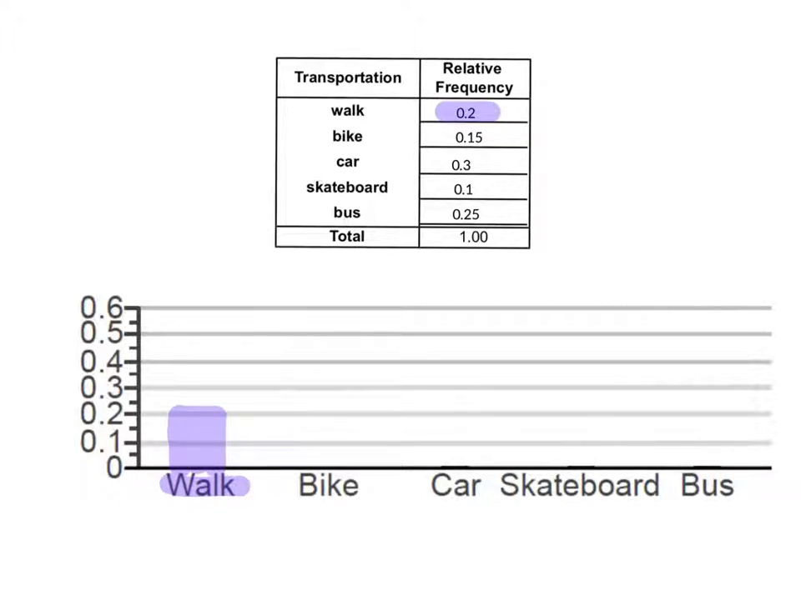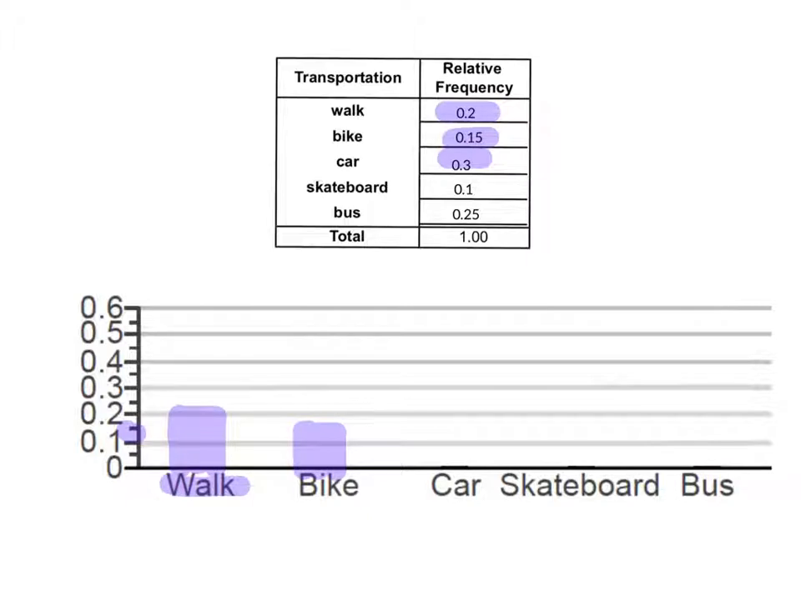Next, I'm going to look at bike, and I'll shade bike at a 0.15 frequency. So that will be in between these two lines here. And this small tick mark represents the halfway point between 0.1 and 0.2. So that's why I drew the bar between those two gray lines.